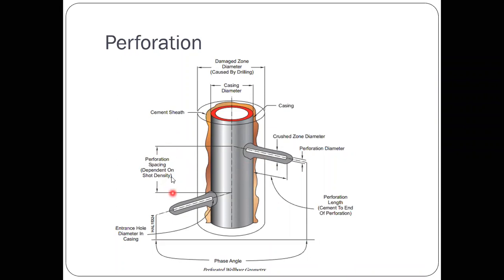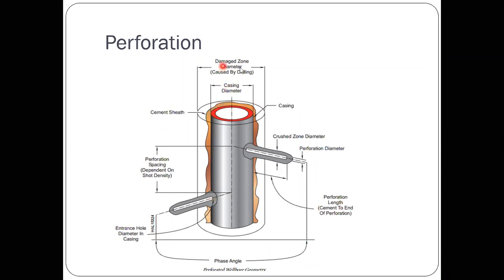And this is known as perforation spacing, the distance between the two perforations, and that depends on shot density. The unit of perforation density is shots per foot. So how many perforations are present per foot? That is SPF, which we generally use. And this one is the entrance hole diameter in casing. And at the exit end, the diameter will be slightly less than the entrance hole diameter. That also you will see in the diagram in a subsequent slide. This is all about perforation.